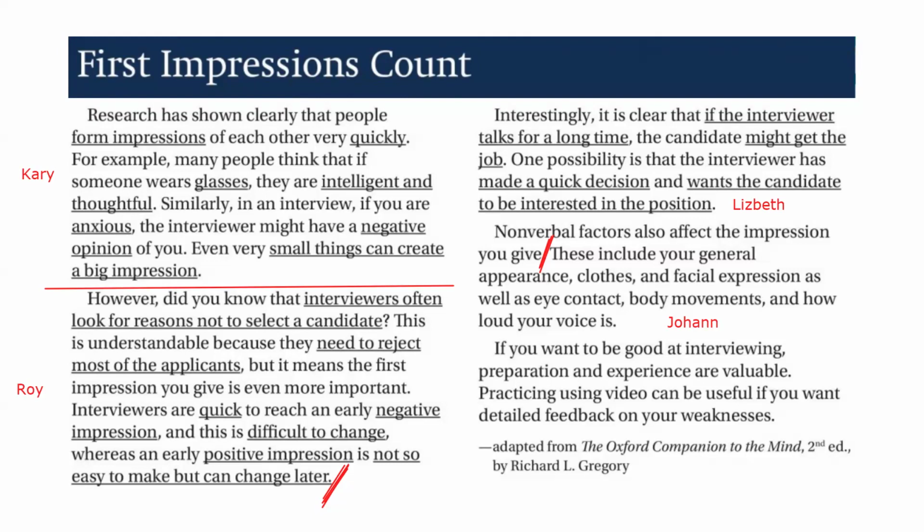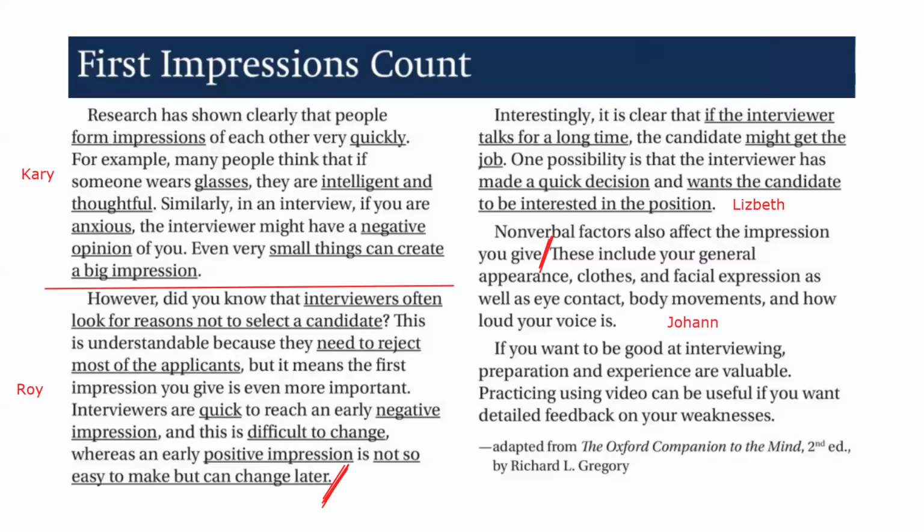Incidentally, it is clear that if the interviewer talks for a long time, the candidate may hate the job. One possibility is that the interviewer has made a quick decision and wants the candidate to be interested in the position. A non-verbal factor also affects the impression you give. Excellent.